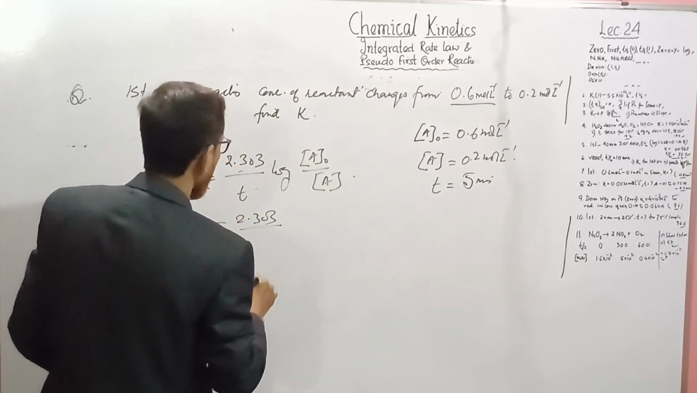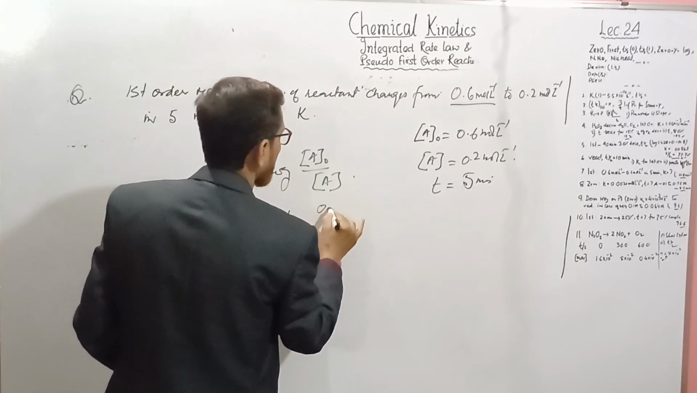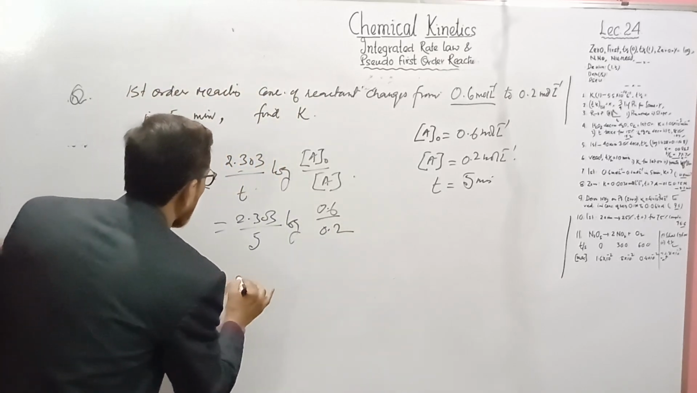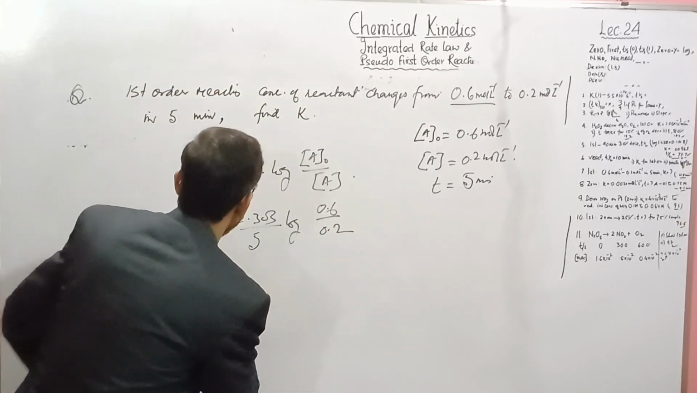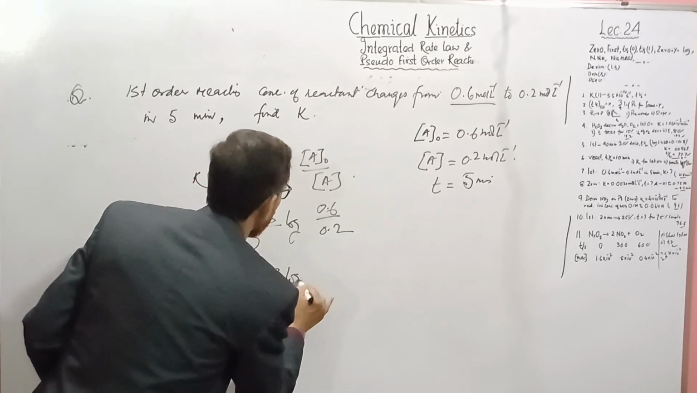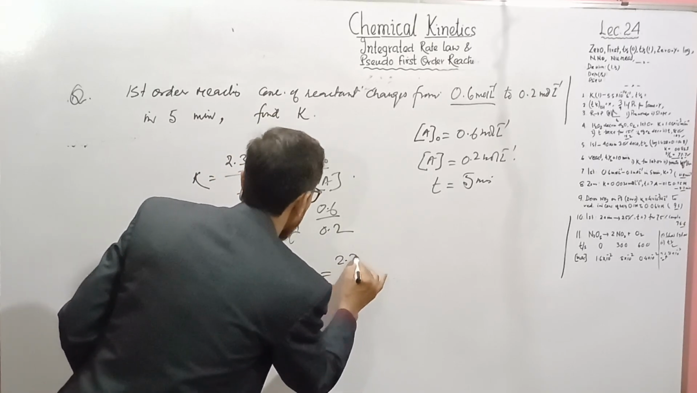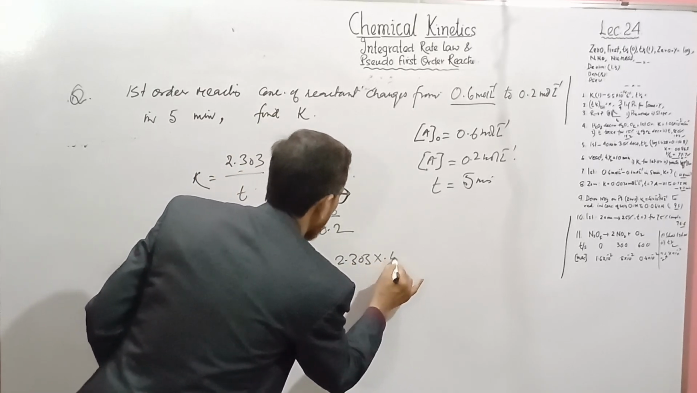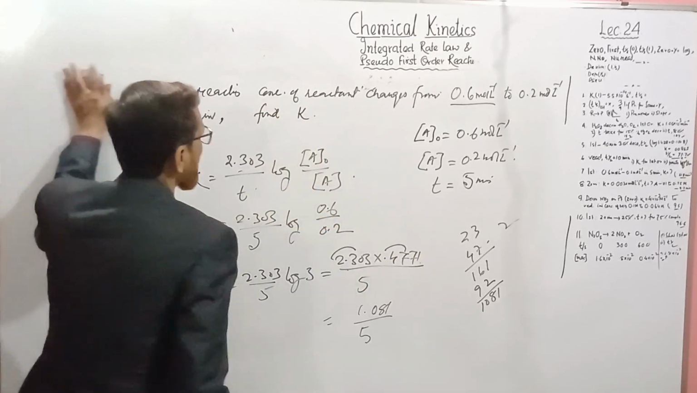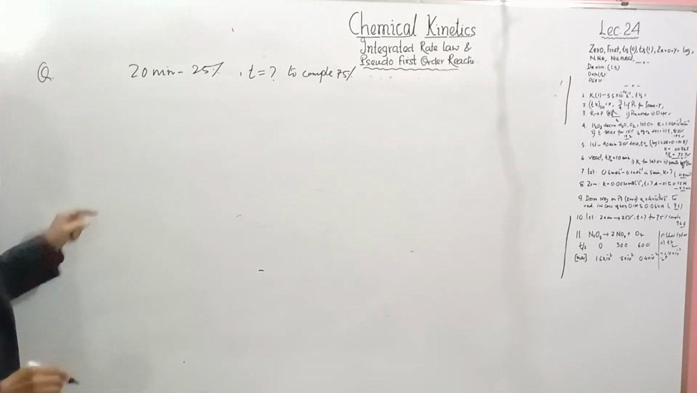This is not a tough one. I am not doing the sum. So 2.303 divided by 5, and this is log 3, and log 3 is equal to 0.4771. It is known to you all.